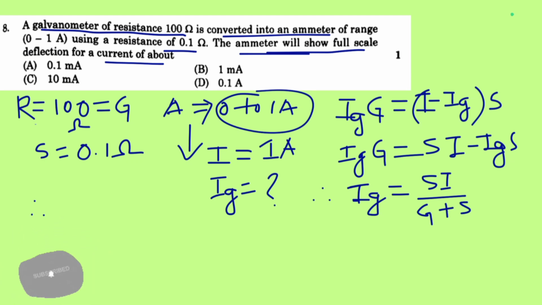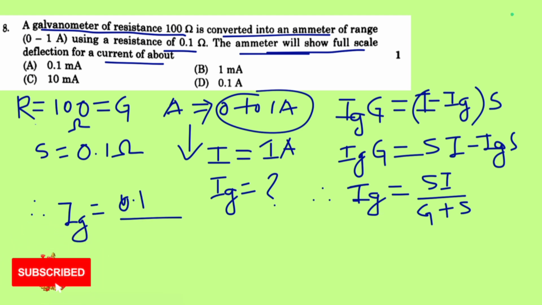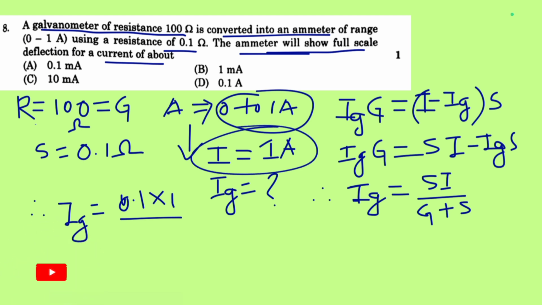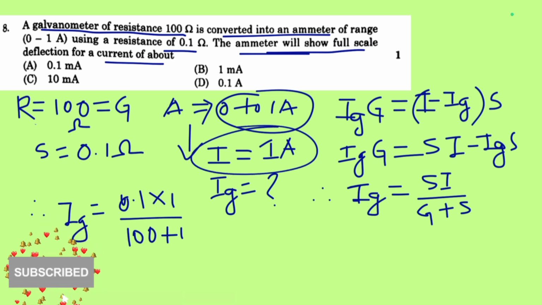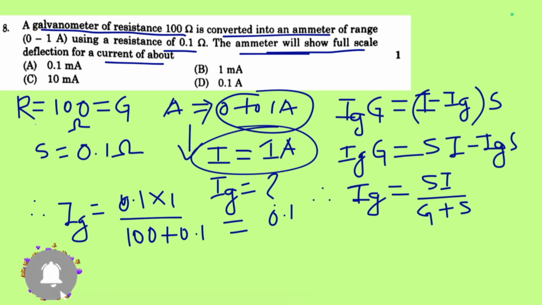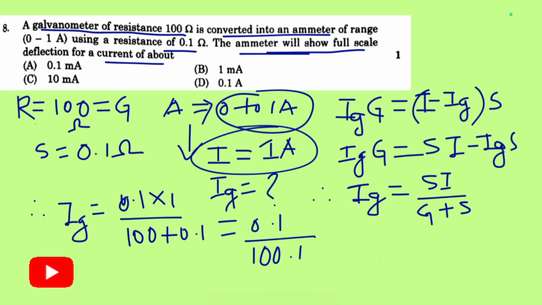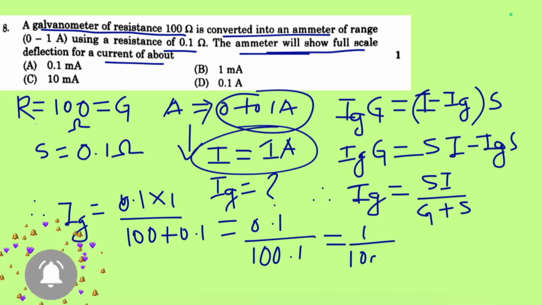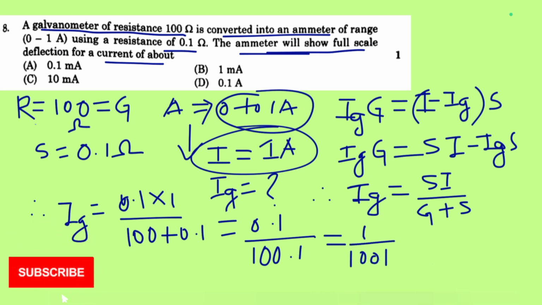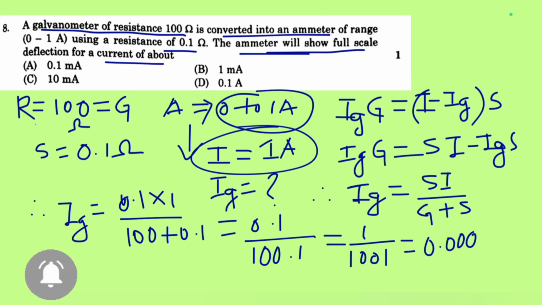We know that it is 0.1 ohm, that is given here. What is the value of current I? That is 1 ampere. And G is 100. So basically it will become 0.1 divided by 100.1, which is 1 upon 1001. After doing the division, you will get the answer 0.000999, and it will be in ampere.